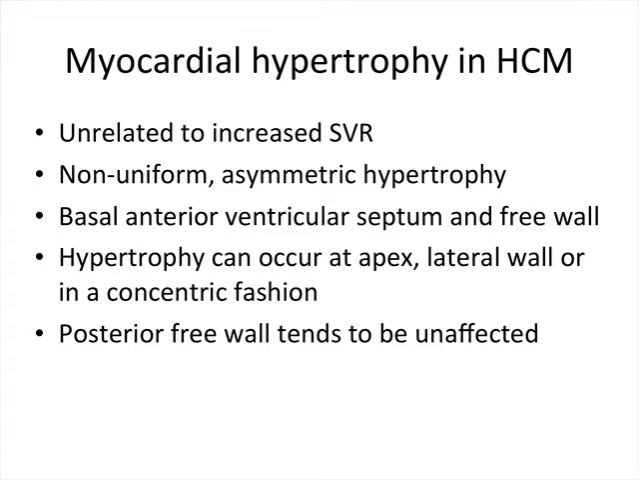Myocardial hypertrophy in hypertrophic cardiomyopathy is the most extensive of all cardiac diseases. The size of the heart may be increased as much as 100%. Chamber radius is not responsible for the enlargement, but wall thickness is the contributing factor to increased muscle mass. The myocardial hypertrophy is not related to increased systemic vascular resistance as in cases of hypertension. It is a non-uniform, asymmetric hypertrophy that typically affects the basal anterior ventricular septum and the free wall. Hypertrophy occurs less commonly at the apex of the heart, the lateral wall, or in a concentric fashion, and the posterior free wall tends to be unaffected.